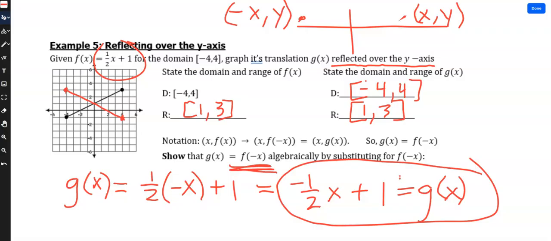So if you want to do a reflection over the x-axis, you change the y. If you want to do a reflection over the y-axis, you change the x. And we will practice that in our homework.